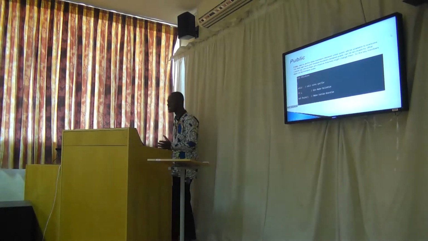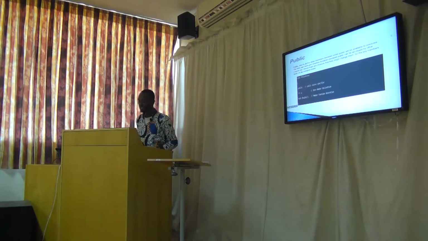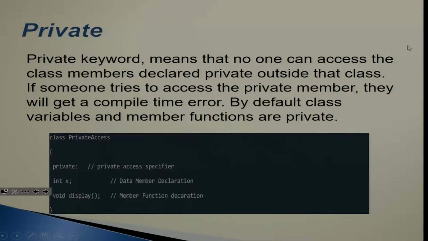You understand when they say public, right? When you declare public, it means that the class member is available for everyone, right? Anyone can access it. Now, when you are dealing with access specifier private, it means that no one can access the class member declared private outside of that class. Right? Did you guys get it?